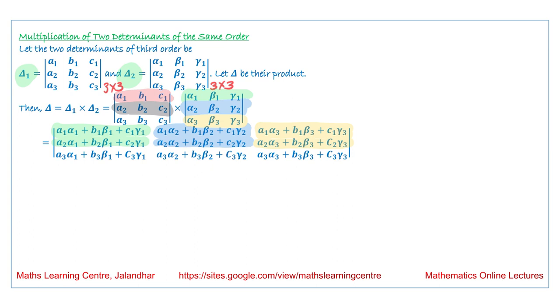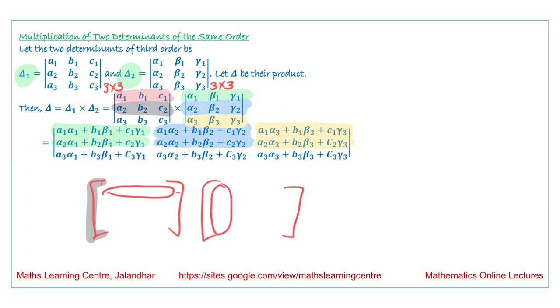When we were talking about matrix multiplication, what we were doing is multiplying this first row with the first column over here.